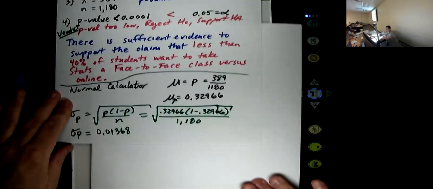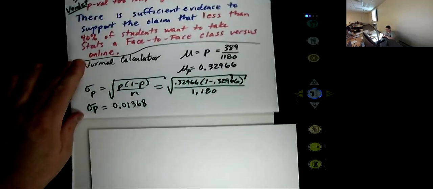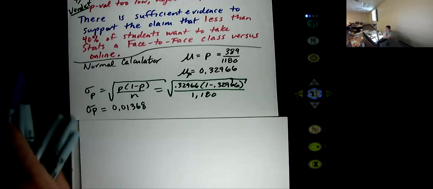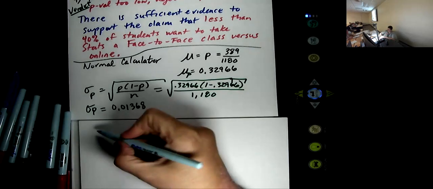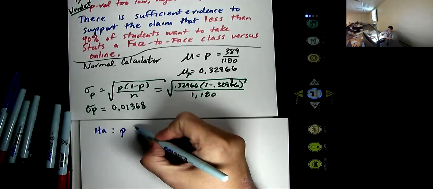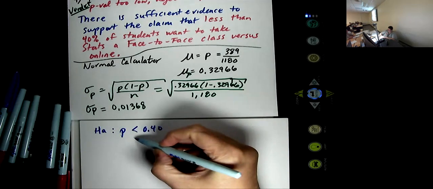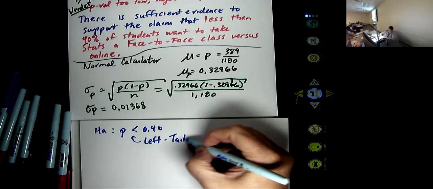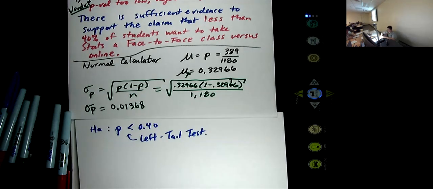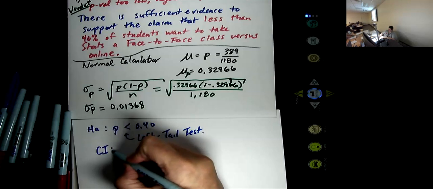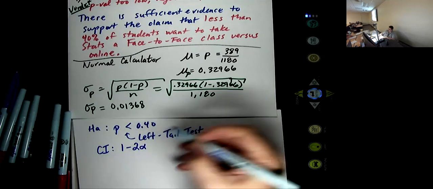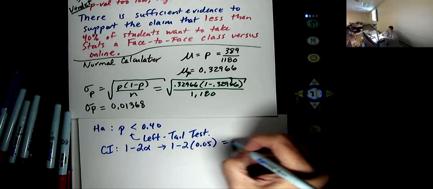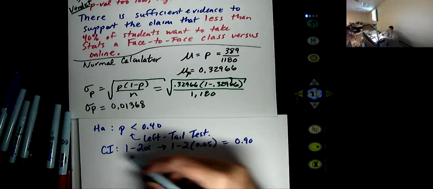We also need a little bit more to show how everything connects for the confidence interval. Because we need a confidence interval, or we need to tell what percent. So this is what HA was, p was less than 0.40. That's a left arrow. This is a left-sided test, left-tailed test. For the one-tailed tests, our confidence interval, we're going to use 1 minus 2 times alpha. So 1 minus 2 times 0.05 is 0.90, or 90% CI.